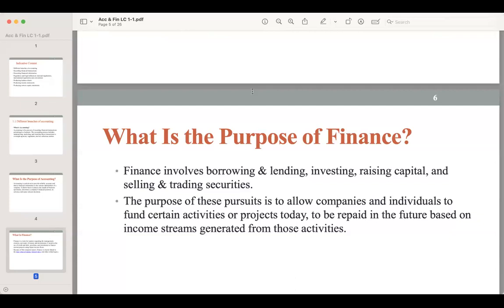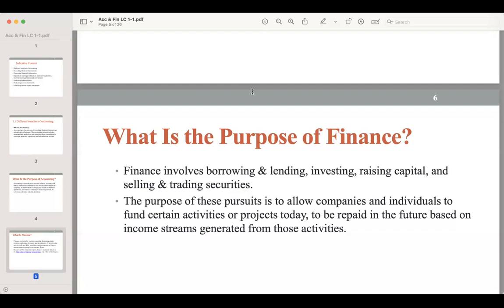Borrowing and lending involve obtaining funds from lenders or providing funds to borrowers. This allows individuals or organizations to access capital that they may not have on hand, whether it is to start a business, buy a home, or invest in new projects. Investing is another important purpose of finance. When we invest, we allocate our funds into assets or ventures with the expectation of earning a return.